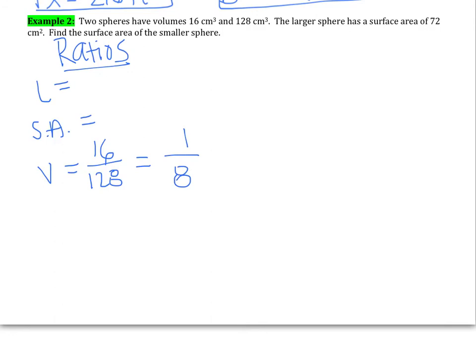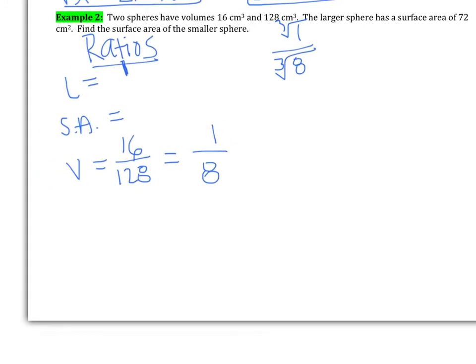Now we know that in order to get to the volume, we had to cube the length ratio. So in order to get back to the length ratio, we are going to cube root the volume ratio. Okay? So we need to take the cube root of 1, and we need to take the cube root of 8. Well, the cube root of 1 is just going to be 1. So that's going to be our top of our ratio for length. And we can find out that the cube root of 8 is actually 2. So that's going to be the bottom of our ratio. So our length ratio is 1:2.